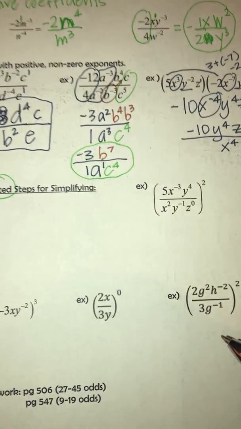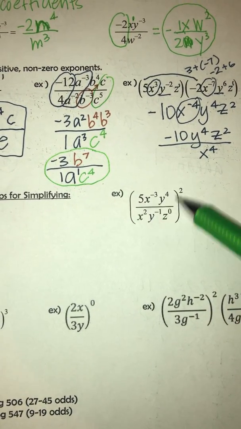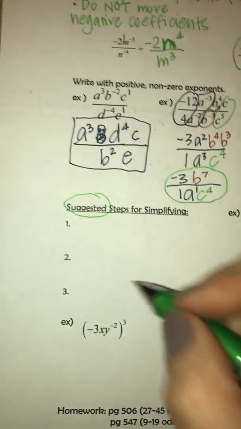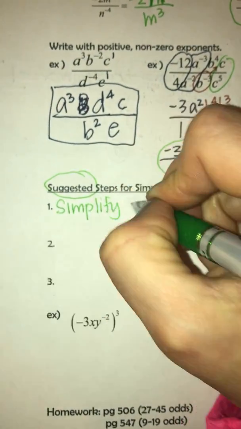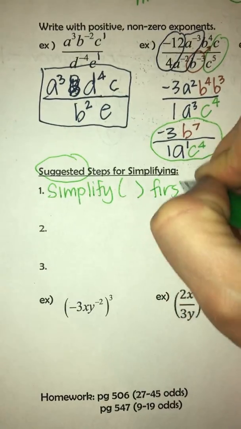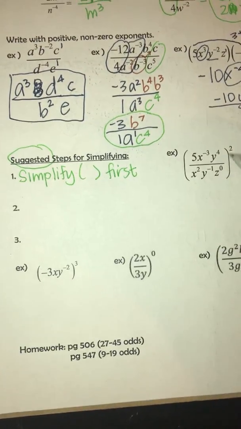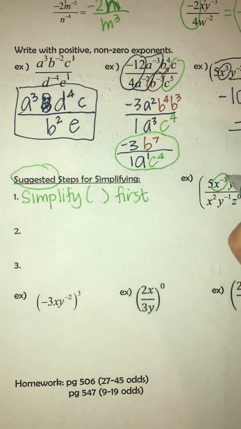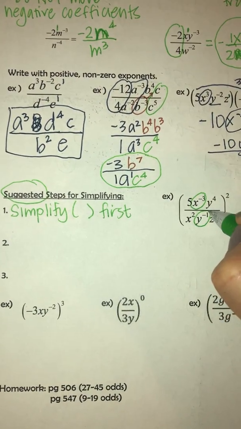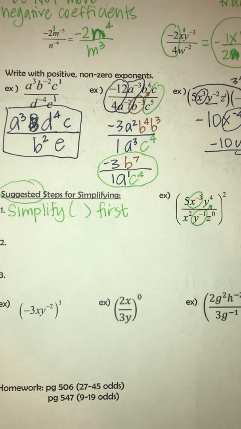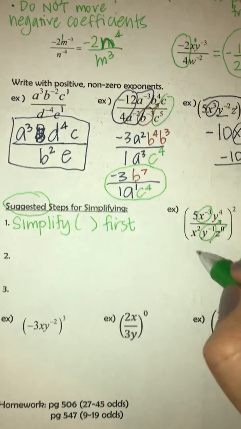So on our problem here, I like the idea that I could probably simplify what's inside first before I distribute that power in. So simplify inside the parentheses first. If you look, I have this x to the negative 3. I'm going to move that to the bottom. This y to the negative 1 I'm going to move to the top. And then that z to the 0, don't forget those 0 exponents, I'm just going to get rid of that.